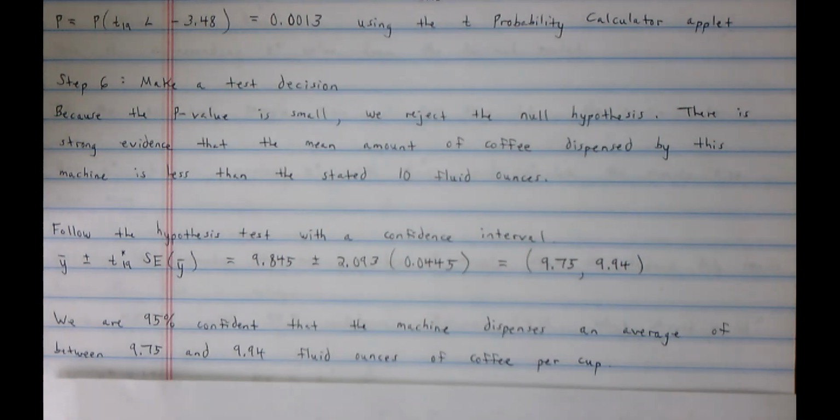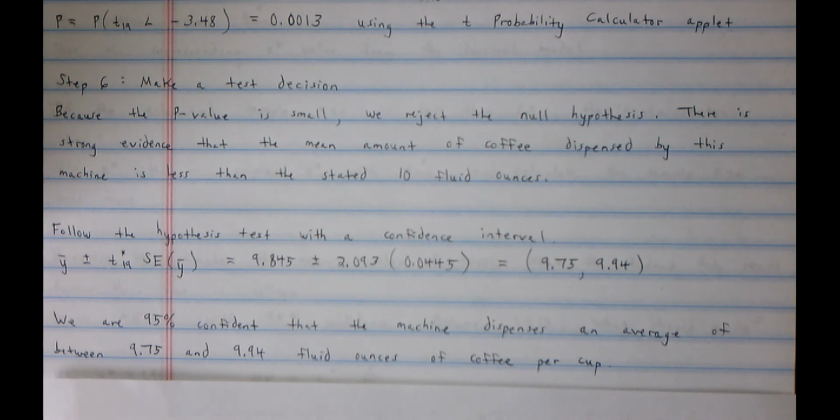The final step, step 6, is to make a test decision based on our p-value. Our p-value is very small, 0.0013, so we reject the null hypothesis. There is strong evidence that the mean amount of coffee dispensed by this machine is less than the stated 10 fluid ounces. Now, it's always good to include a confidence interval with your hypothesis test.